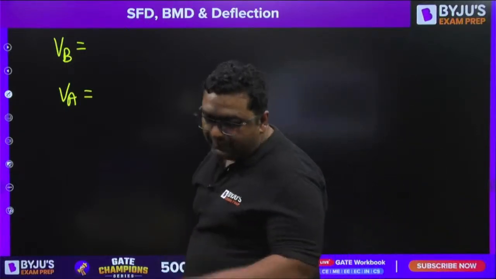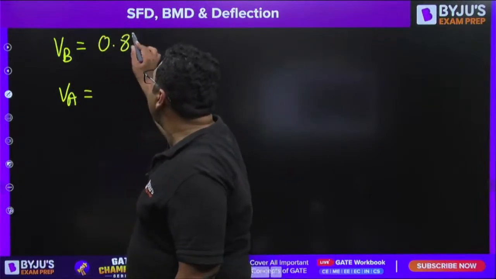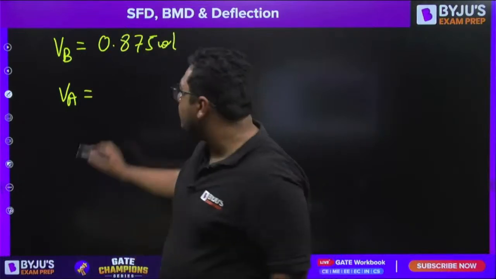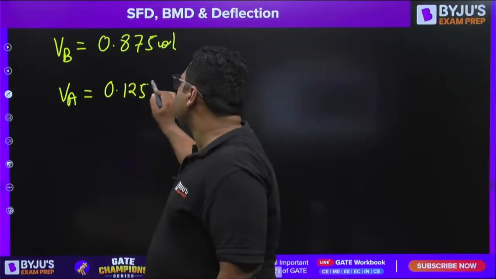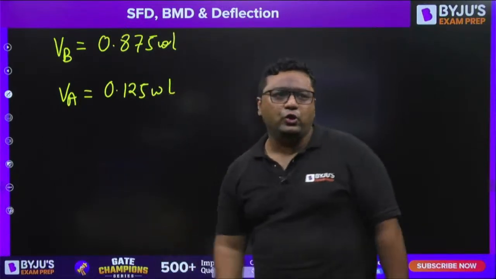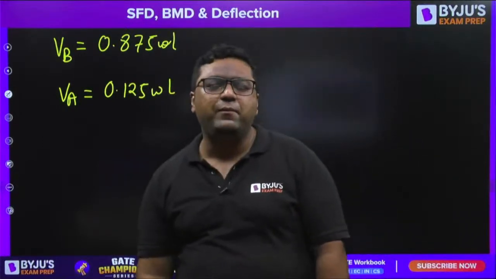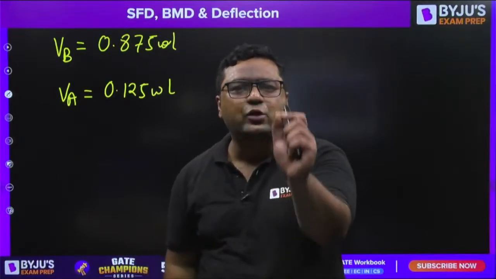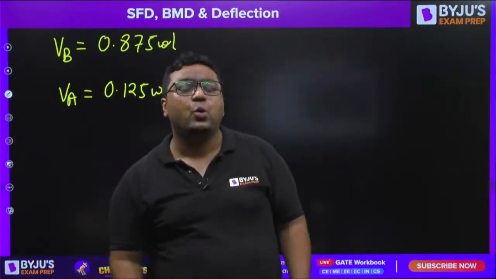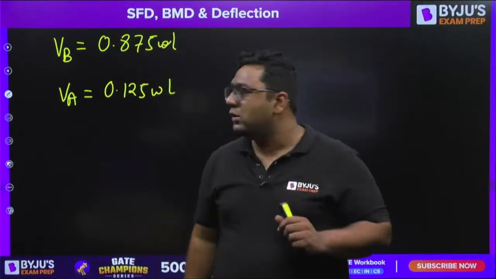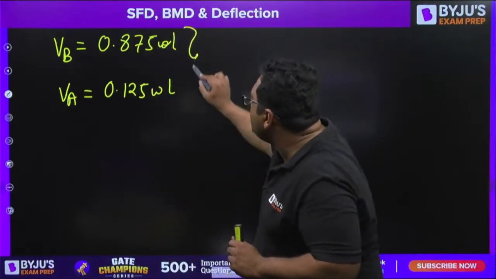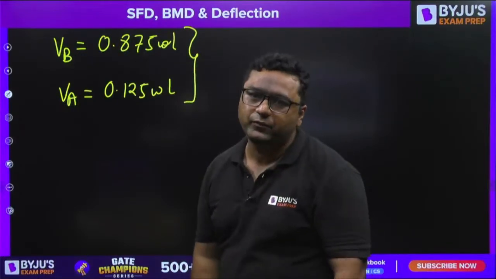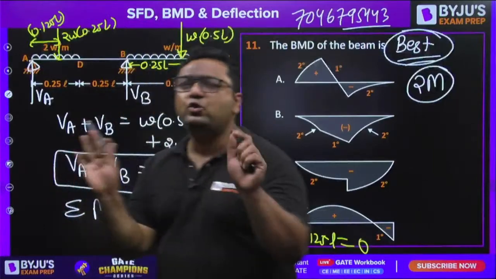So you will get VB as 0.875WL, and VA you will get as 0.125WL. I already told you, if you are talking about SFD-BMD and going to use the shortcut method, support reaction calculation is a must step. Why did I tell you that? Because by knowing these reactions, you get to know whether the directions we have assumed are correct. So once we get that, now we need not do any calculation.